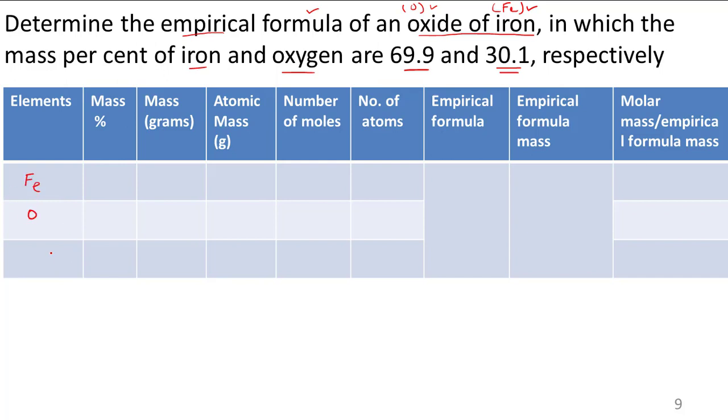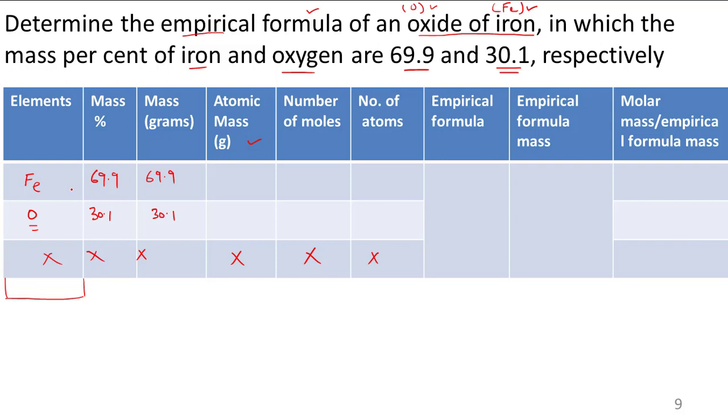We have only two elements, so now we don't require the third column. If we had four elements, then we would add one more column. It depends upon the number of elements; we can increase these rows accordingly. As we have only two elements, we need only these two rows. The mass percentage of Fe is 69.9 and of oxygen is 30.1. Their mass in gram will be the same values, 69.9 and 30.1. Why? Because we choose the total weight of the compound to be 100.